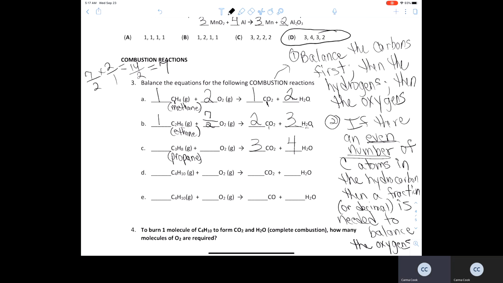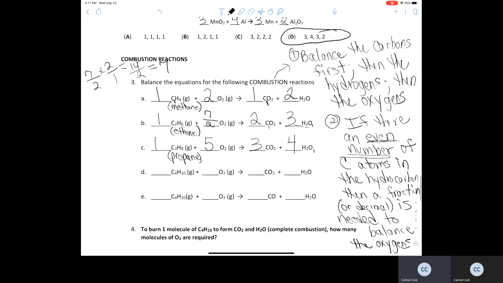We've got 4 times 1, which is 4 oxygens provided by the 4 water molecules. And we've got 6 oxygens provided by those 3 CO2 molecules, each CO2 molecule having 2 oxygens. 2 times 3 is 6. So 6 plus 4 is 10. So I need to put a 5 here. 5 times 2 is 10. So now I've got 10 oxygens on the left as well. So now part C is completely balanced.